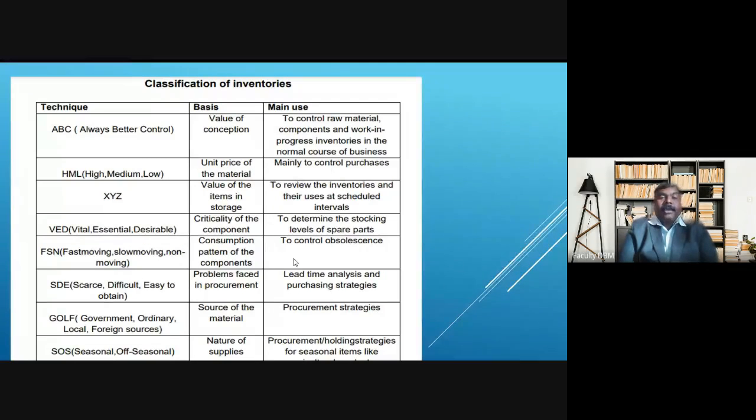SDE, that is scarce, difficult, easy to obtain, addresses the problems faced in procurement, lead time analysis, and purchasing strategies. We divide items into scarce, difficult, and easy to obtain. For easy to obtain items, there is no need to think of planning; whenever we want, we can get them. Difficult items need planning: we have to find the supplier, take some time, look at the prices, and do research. For scarce items, we first have to find the source where they are available, and buy at any cost because the item is very important but very scarce.